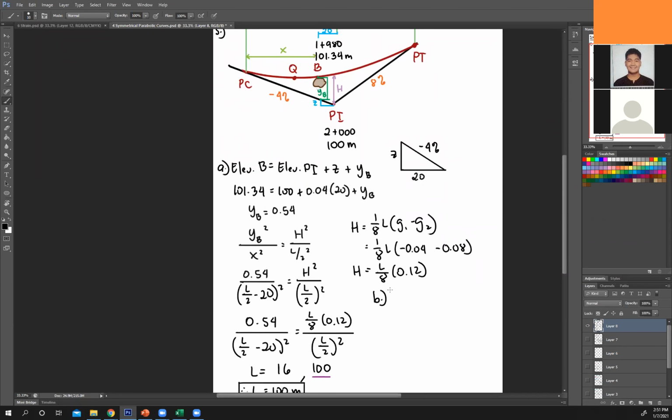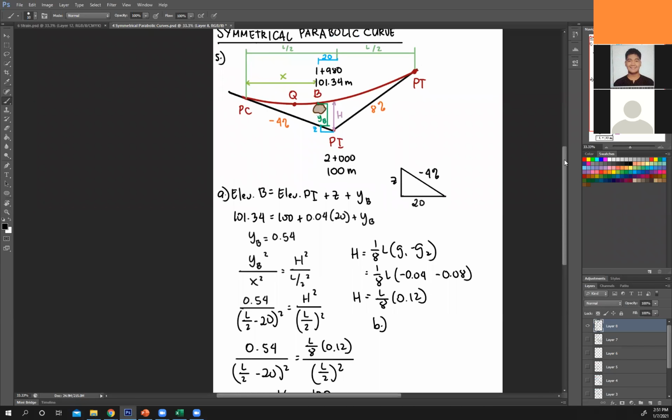Yes. So letter B. To get that station Q, I'm going to need this length, which is your S1, right? So station Q is just station PI minus L over 2 plus S1, right?